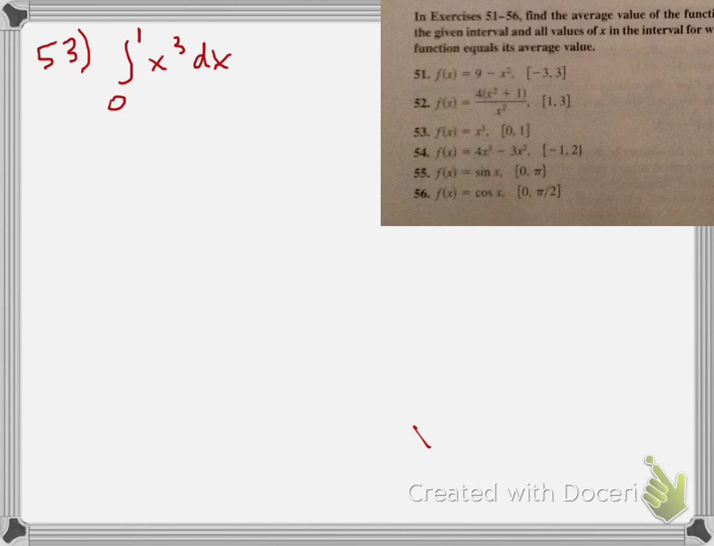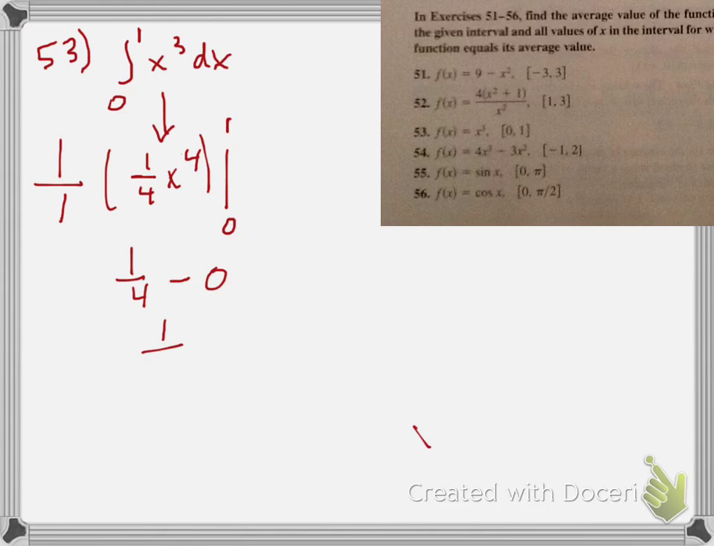So let's do the next one, 53. Integral of x cubed is 1/4 x to the 4th, from 0 to 1, all times 1 over b minus a, so 1 minus 1 is going to be times 1. So 1/4 minus 0, which is 1/4. So the average value of the function over that interval is 1/4.